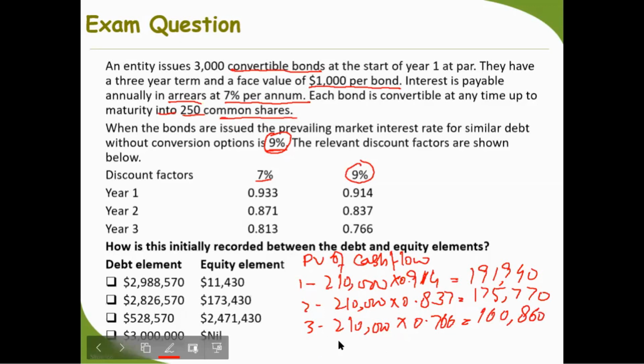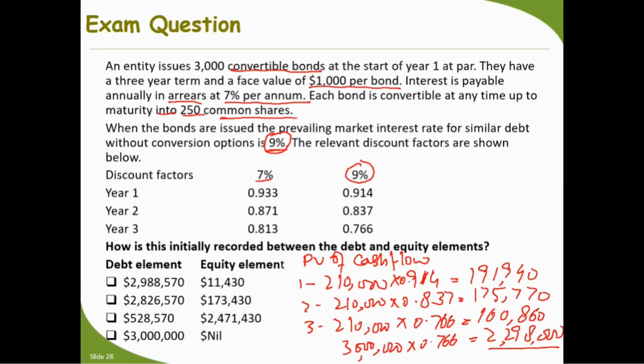Then in year 3 again we have the principal of how much? 3 million times 0.766. Now 3 million times 0.766 is equal to 2,298,000. Now we will sum up these figures, which is our debt portion: 2,298,000 plus 160,860 plus 175,770 plus 191,940. So it is 2,826,570. Now this is the debt element, so our answer is B, but we will also calculate the equity element.